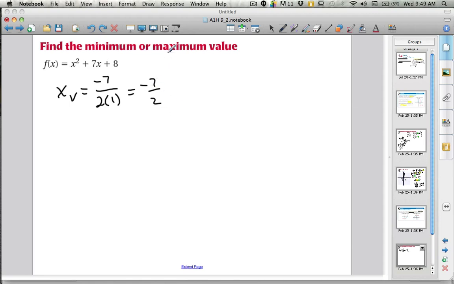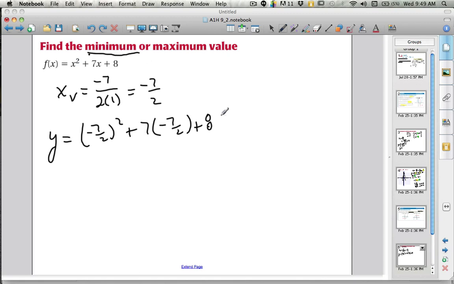And that helps me find the minimum or maximum because now I'm going to take this value and plug it into the equation. So y is equal to negative 7 halves squared plus 7 times negative 7 halves plus 8. By the way, this opens up, so we're finding a minimum value.